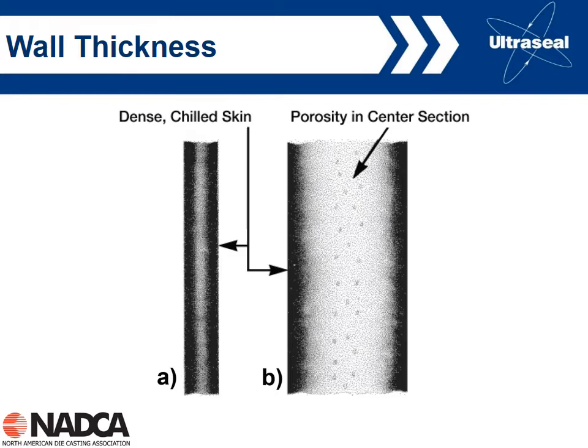You can see this here in the thicker casting, where you get this more porous region in the center, and then also in the thinner casting. So generally, the properties in the center, in this more porous region, are not as good as they are in the dense surface layer.